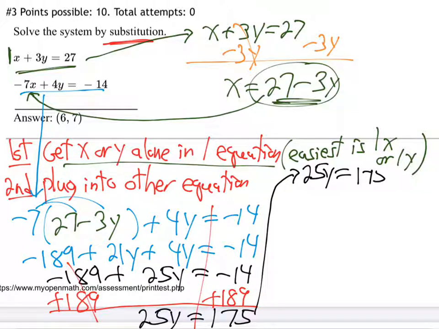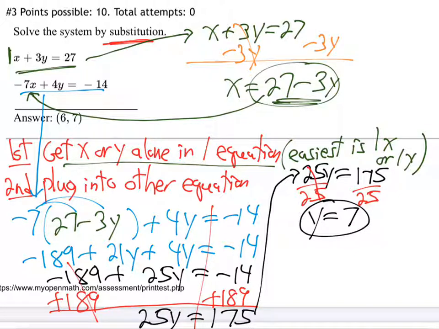25y is 175. Last step, solving for y, divide by 25. And y equals, how many quarters in $1.75? 7, right? So y is 7, we got y, and now we got to plug in.